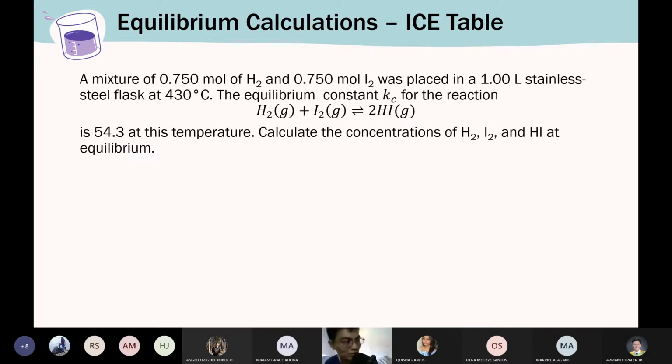Okay, let me show you how I will write the ICE table. Okay, sana kasya yung space. ICE table tayo. So again, I will just copy everything, no? Yung reaction. Kaya tinatawag nilang RICE table, kasi on the top, you need to write the reaction. And then the ICE. No? Yan, ICE.